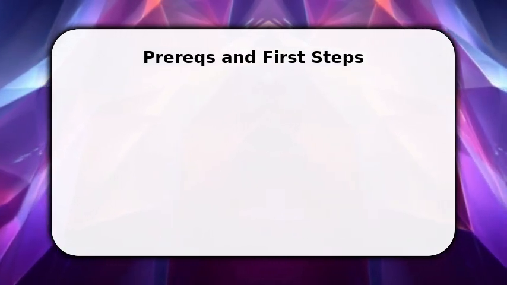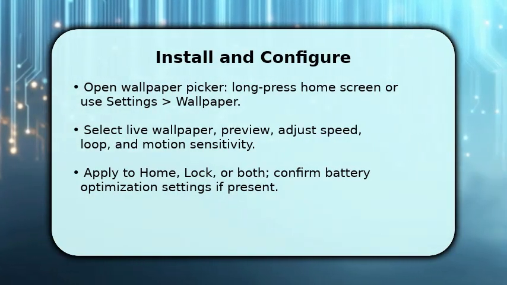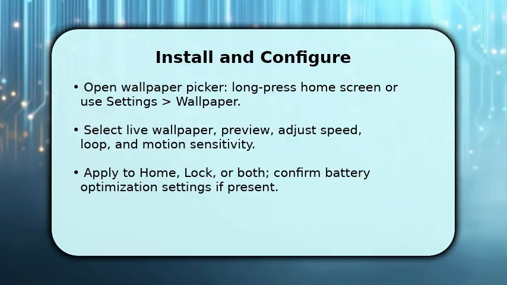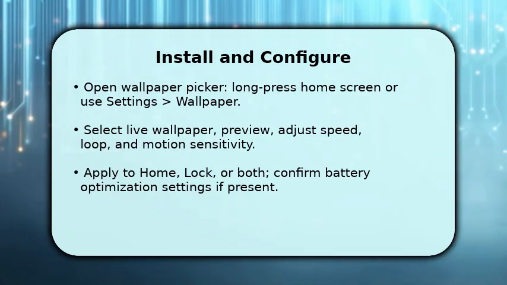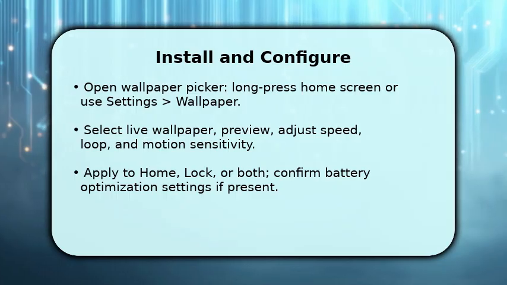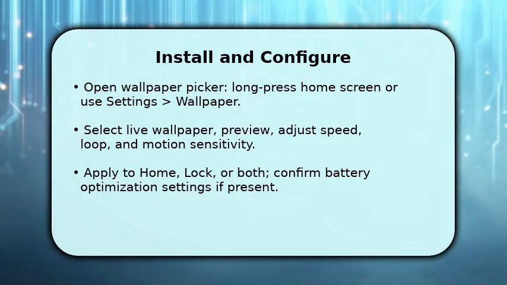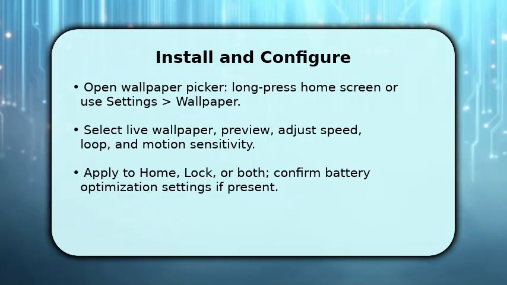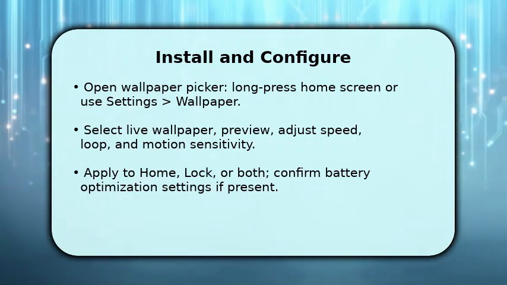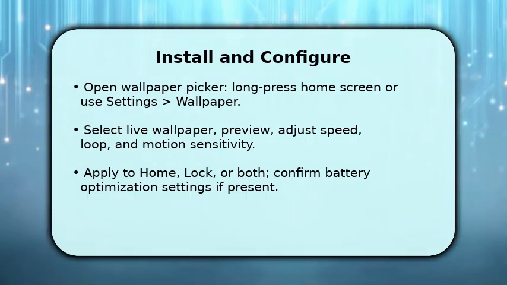You open the wallpaper picker by long pressing your home screen or going through Settings, Wallpaper, and then select Live Wallpaper. In the preview, adjust playback options like speed and motion sensitivity so the effect feels smooth rather than distracting. These tweaks affect CPU and battery, which is why you balance aesthetics with power use. Once satisfied, choose whether to apply it to the home screen, lock screen, or both, and double-check any battery optimization prompts so the animation runs reliably.